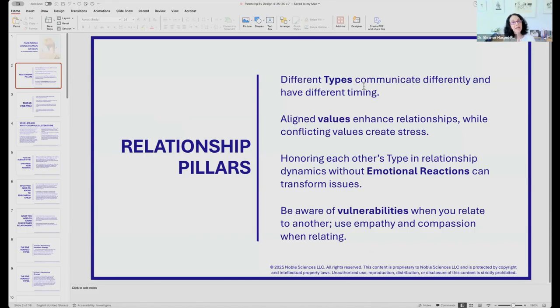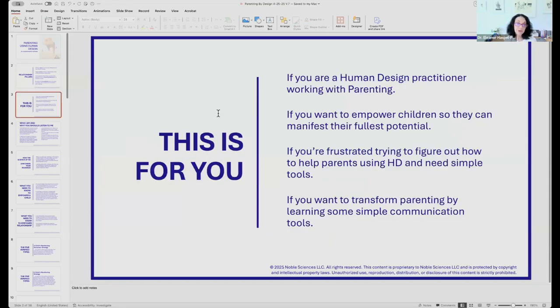So be aware as a human design practitioner that you want to always express the way you're reading a chart using empathy and compassion, because you may not be the same type as the other person. If you're a human design practitioner and you're working with parents, you want to empower children so they manifest their fullest potential. And you want to help parents gain simple tools that can help their communication.